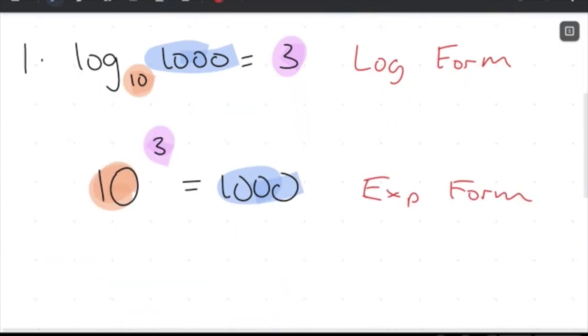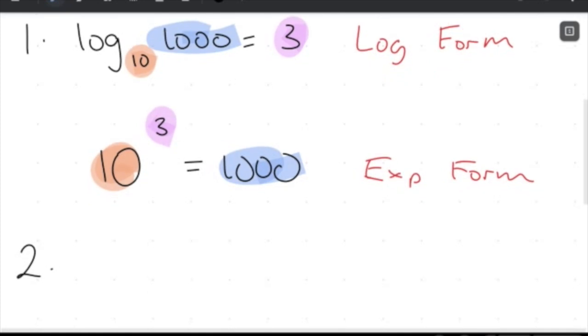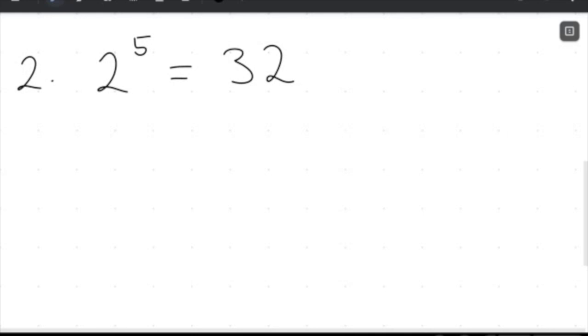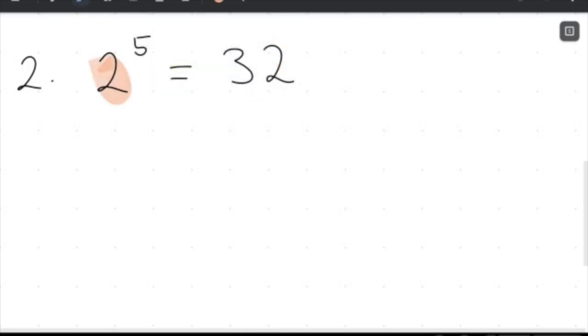Okay, so we have my log form changing to exponential form. Let's try an example in which we go from exponential form to log form. So we have 2 to the power of 5 equals 32. First of all, I want to identify my base number. That's going to be the number that goes down on the bottom. So that's going to be my 2.